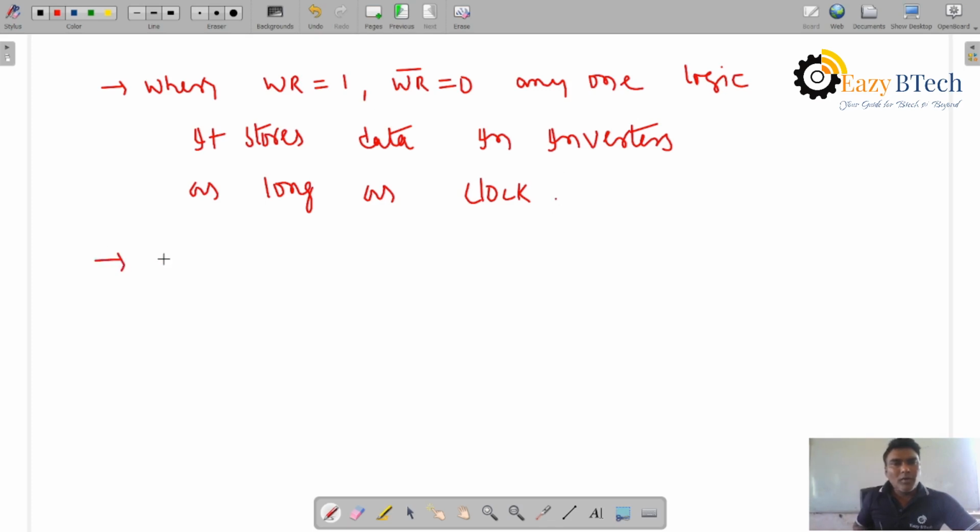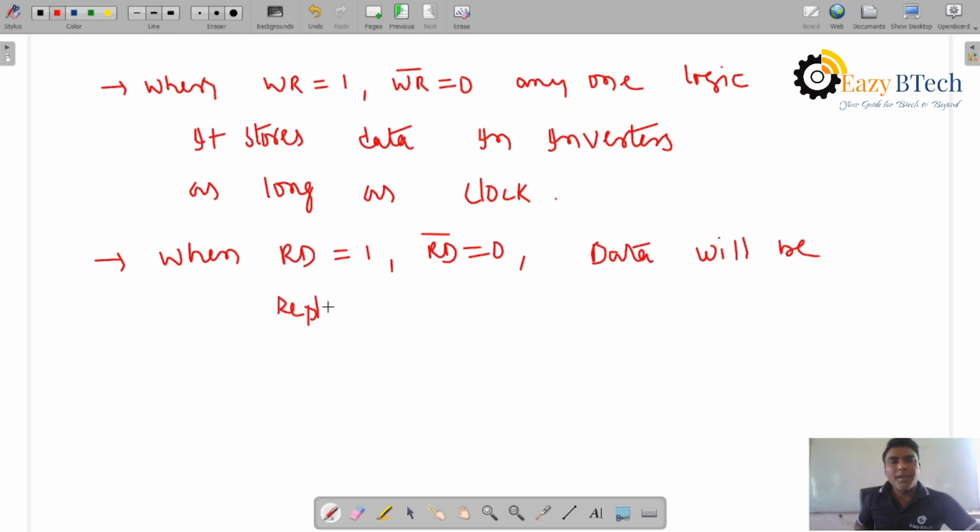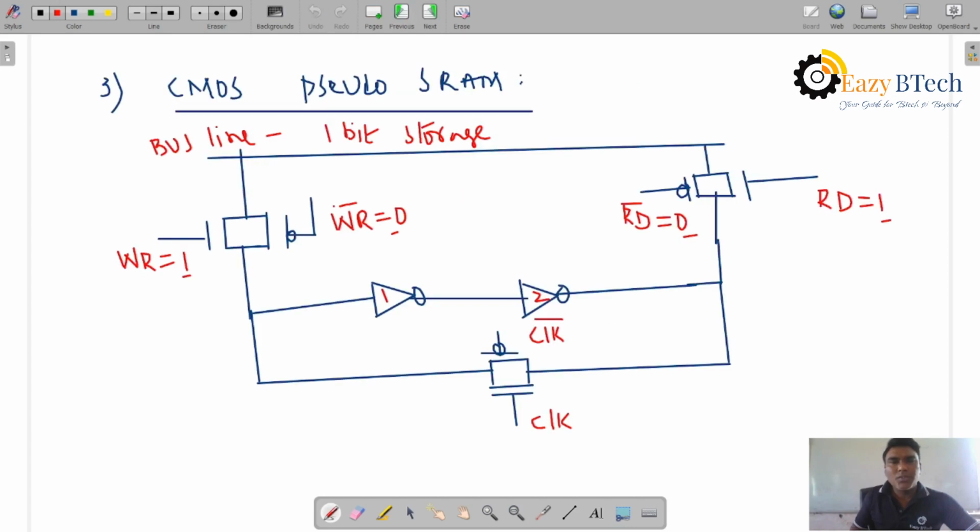Now when RD is equal to 0 or 1, any one we can apply: RD is equal to 0, RD is equal to 1, or RD complement is equal to 0. Any logic we can apply. The data will be replaced onto the bus. Only 1-bit data, stored in the inverters, is replaced onto the bus. So this is what is happening.